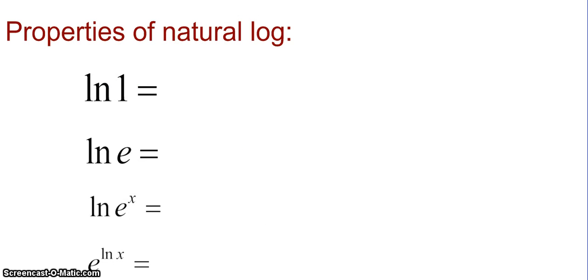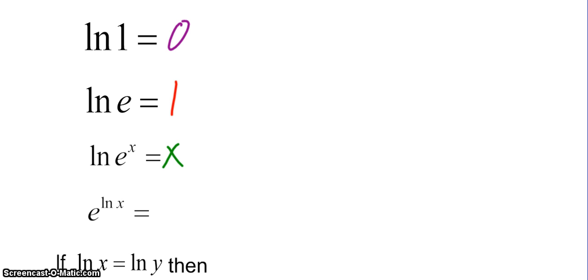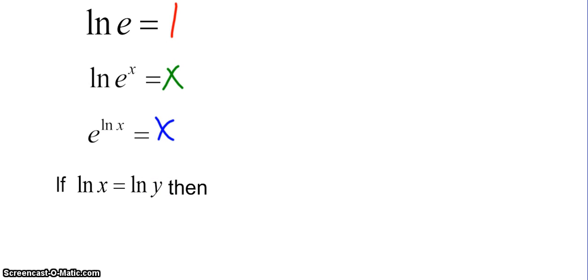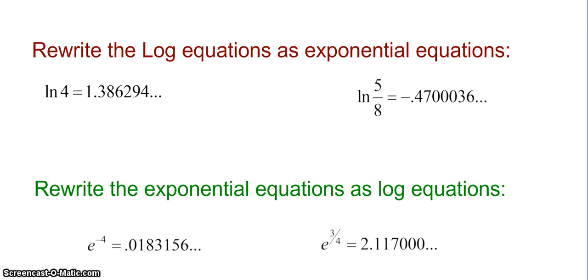The natural log follows all of the same properties of regular logs, again, because it is a regular log. So the natural log of 1: e to the what equals 1? e to the 0 equals 1. The natural log of e: e to the what equals e? e to the first equals e. The natural log of e to the x, that's the same thing as saying log base e of e to the x, so we know that's x. E to the natural log of x, that is also x. And we know if the natural log of x equals the natural log of y, then x has to equal y.